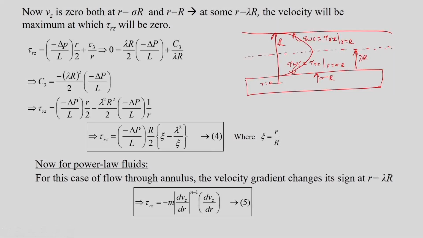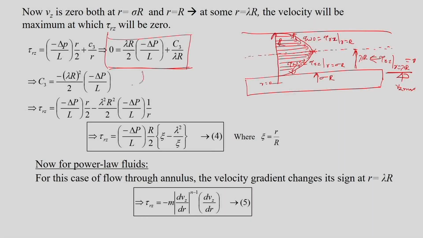Up to this location, as I already mentioned, the velocity gradient is positive, and after that the velocity gradient becomes negative. So this location of maximum velocity, let us say r equal to lambda R. We do not know what that lambda is, but let us say that location. At this location, tau rz at r equal to lambda R is equal to 0, because at this location Vz is maximum. So if you make use of that boundary condition, tau rz equal to 0 at r equal to lambda R, then we have this expression.